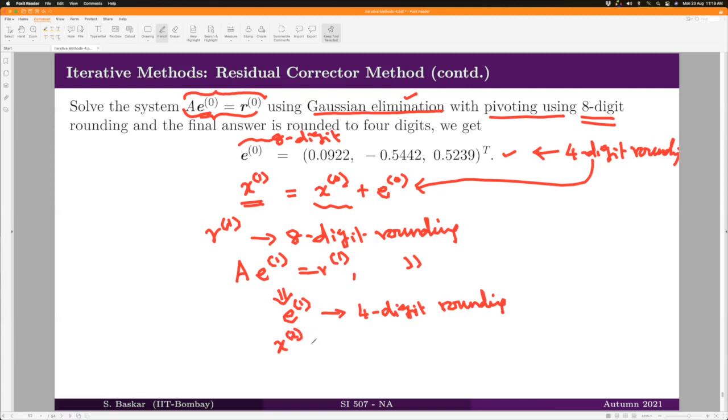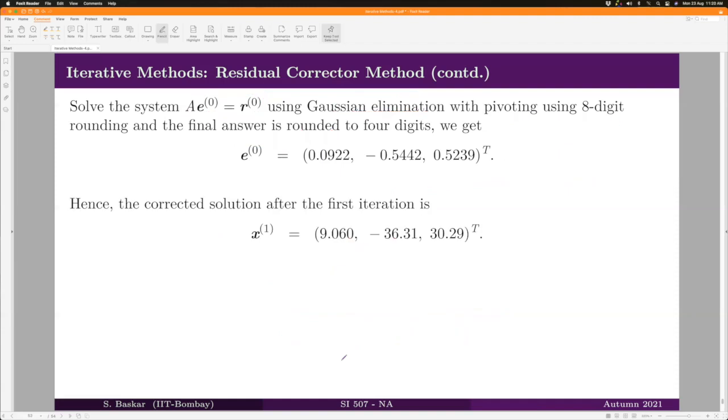and then you go to do x2 as x1 plus E1. Again, this calculation is done with 4 digits. So you got x2 and you keep on going like this. So in this case, we got x1 as x0 plus E0. Remember, E0 is also rounded to 4 digits. X0 is already given in 4 digits. Therefore, you will get x1 in 4 digits.